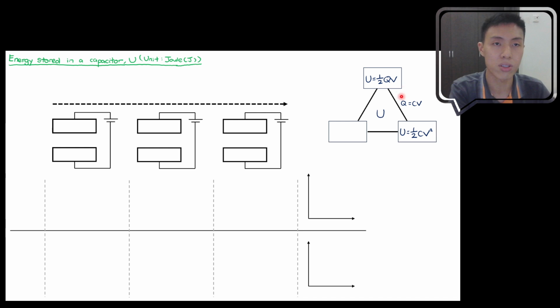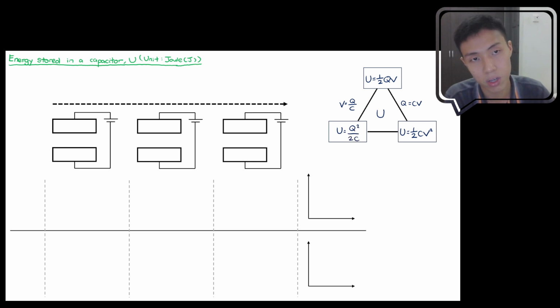Running on a similar idea, you can replace the V instead. You know that based on the same equation, V is equal to Q over C. If you replace the V over here with Q over C, you can see that the Q becomes squared. So U will be equal to Q squared over 2C. The C here is not squared because if you put in the Q over C inside, the Q becomes squared, but there's only one C, so it's over 2C like this.